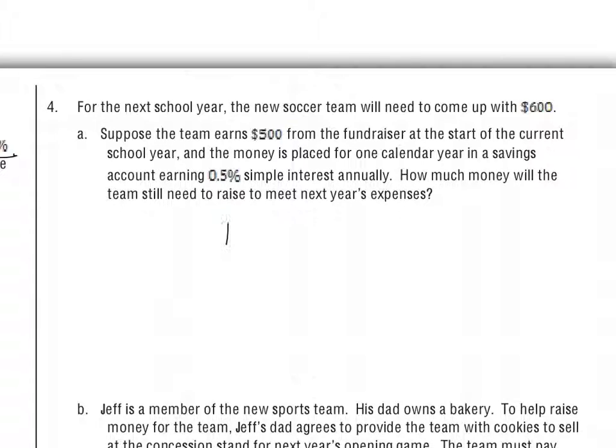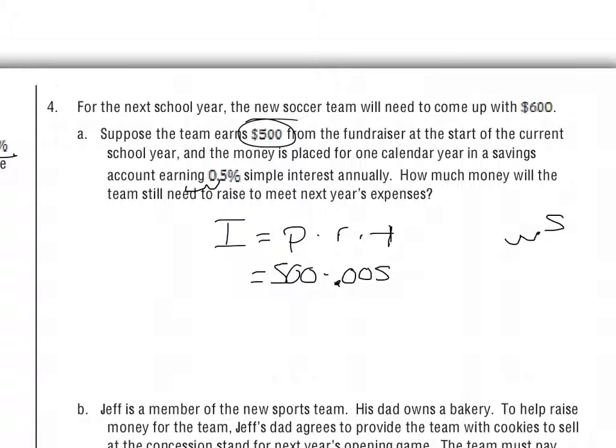Alright, so looking at this, interest is equal to P times R times T. Well, how much are they investing? They have the $500 in their hand. That's what they're investing. Our rate is 0.5%. Move the decimal 2 times. This is a big mistake area here. 0.5, move the decimal 2 times, is 0.005. Times our time. Well, it says it's going to be in there for 1 year, so our time is 1. When we calculate that out, we see that they only make $2.50 in interest.